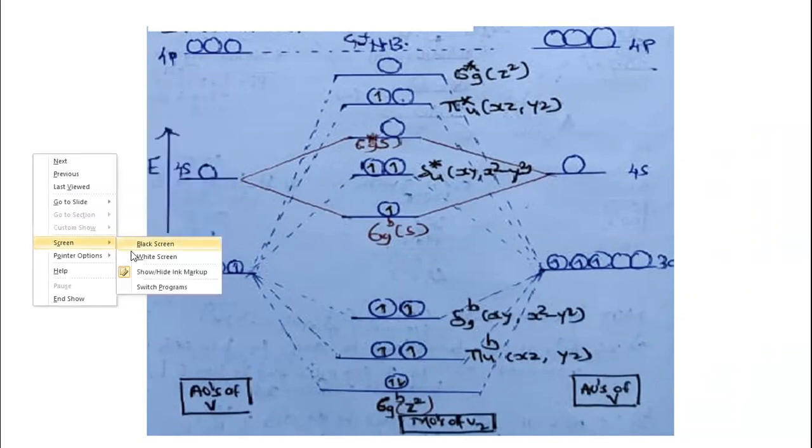5D orbitals. So the 5D orbitals are dxy, dyz, dxz, dx square minus y square and dz square.